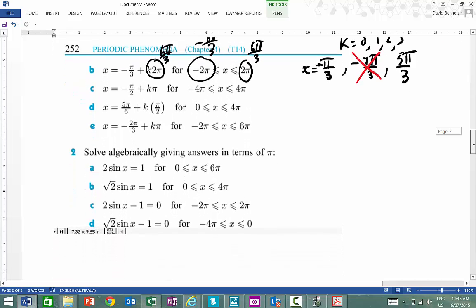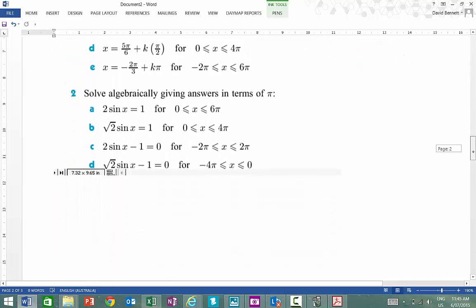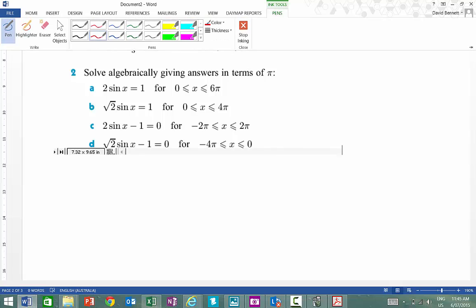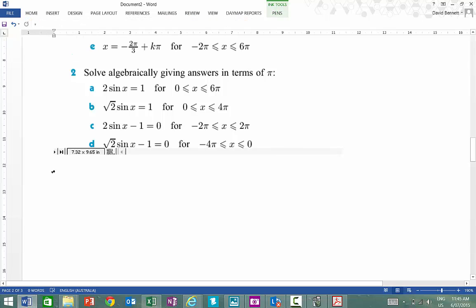Alright, this is the next bit, and this is the tricky bit that I find students do find difficult. But we'll just go through this and hopefully it'll make sense to you. So question 2, I'm going to work through this algebraically for you. 2a. If I get given something like 2 sine x equals 1, and we know that our x goes between 0 and 6 pi.